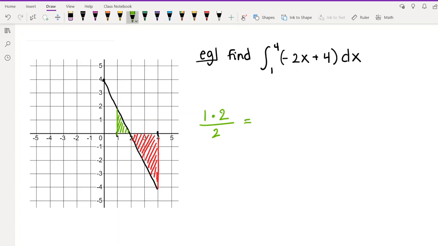So we have an area of 1. And then the red area is, again, if we do base times height over 2, the base in this case is 2, the height is 4, and then divide that by 2, and we get 4. And so our final answer is going to be 1, that's the positive part, minus 4, because that part counts as negative. And so our total answer is negative 3. So the integral from 1 to 4 of negative 2x plus 4 dx is equal to negative 3.